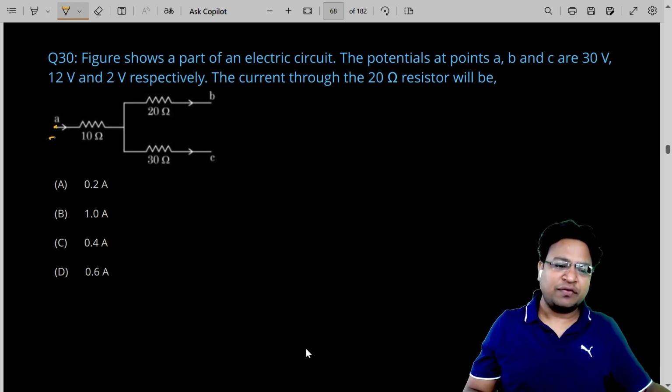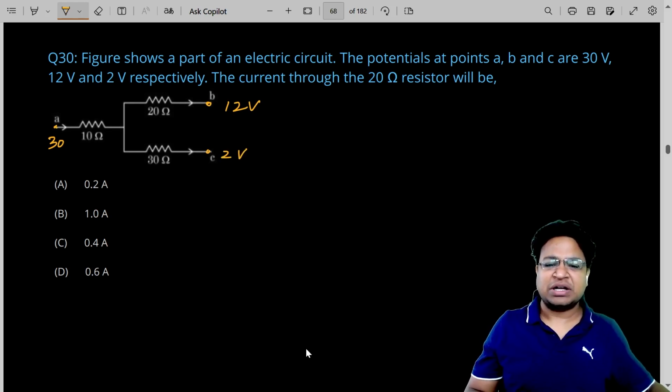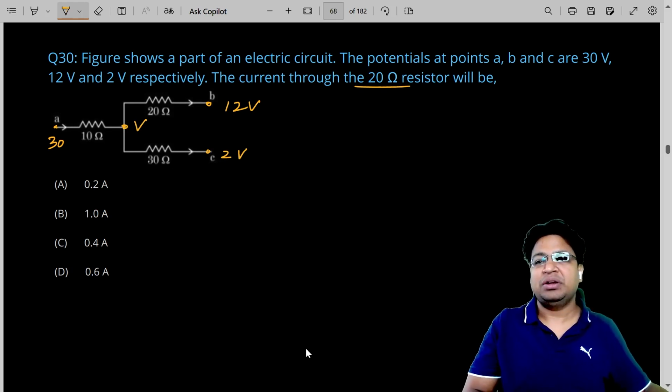Okay. So the potential of point A is 30, the potential of point B is 12 volt, and the potential of point C is 2 volt. And now we have been asked the current through the 20 ohm resistor. For that, I will first find out the potential of this point. Let the potential of this point be V.